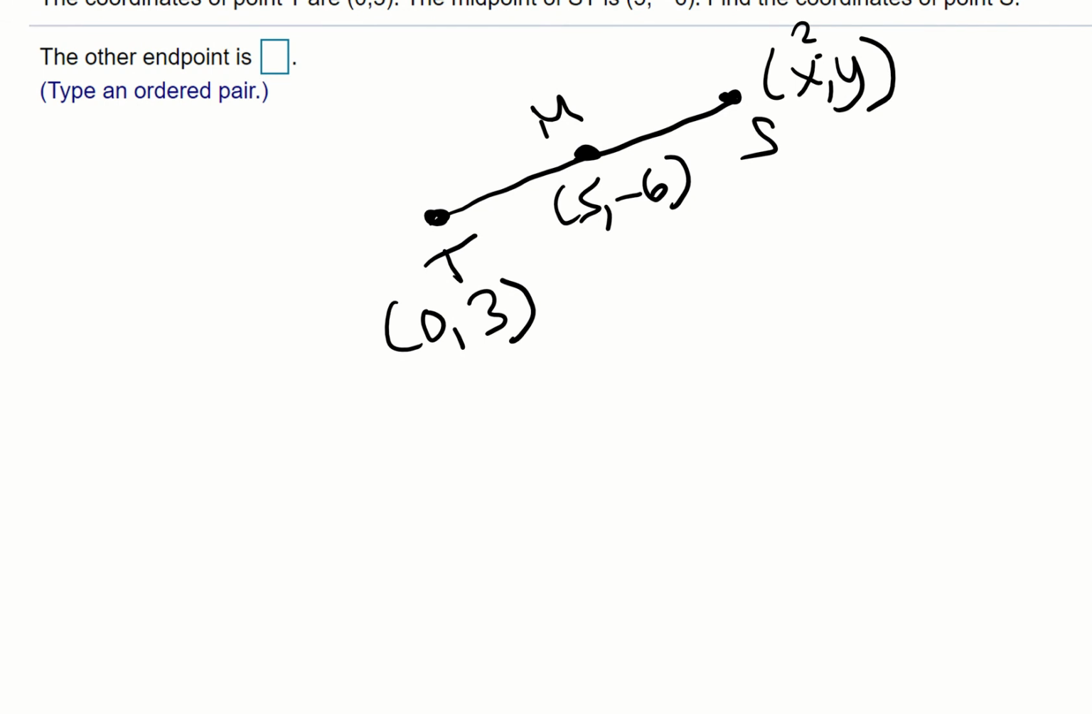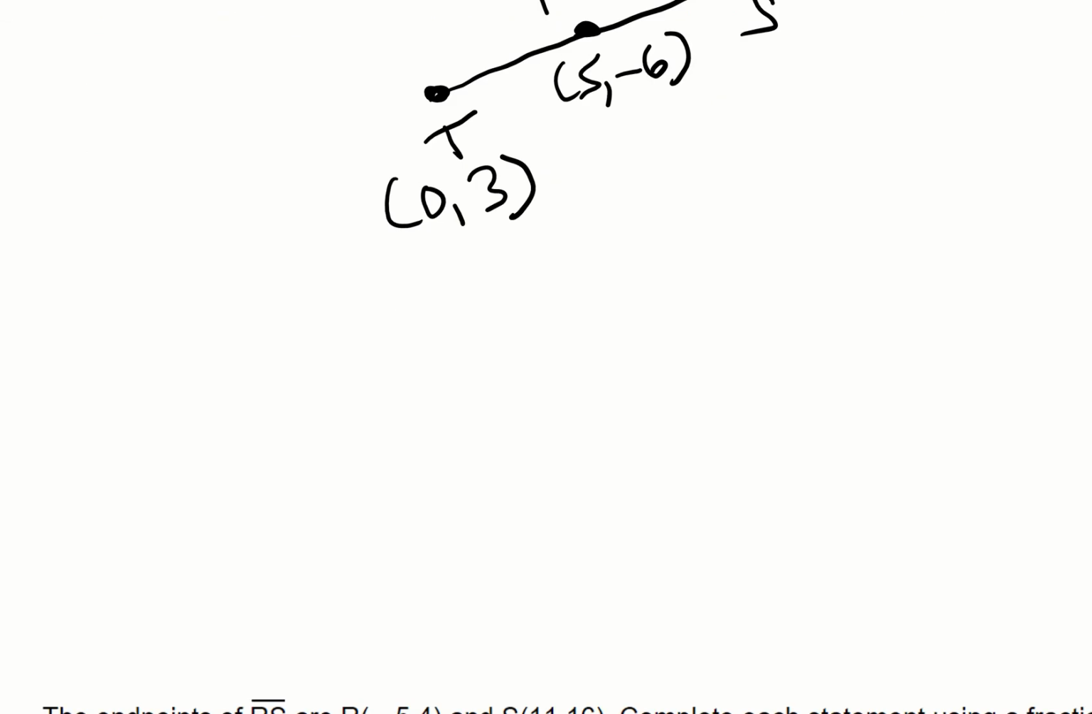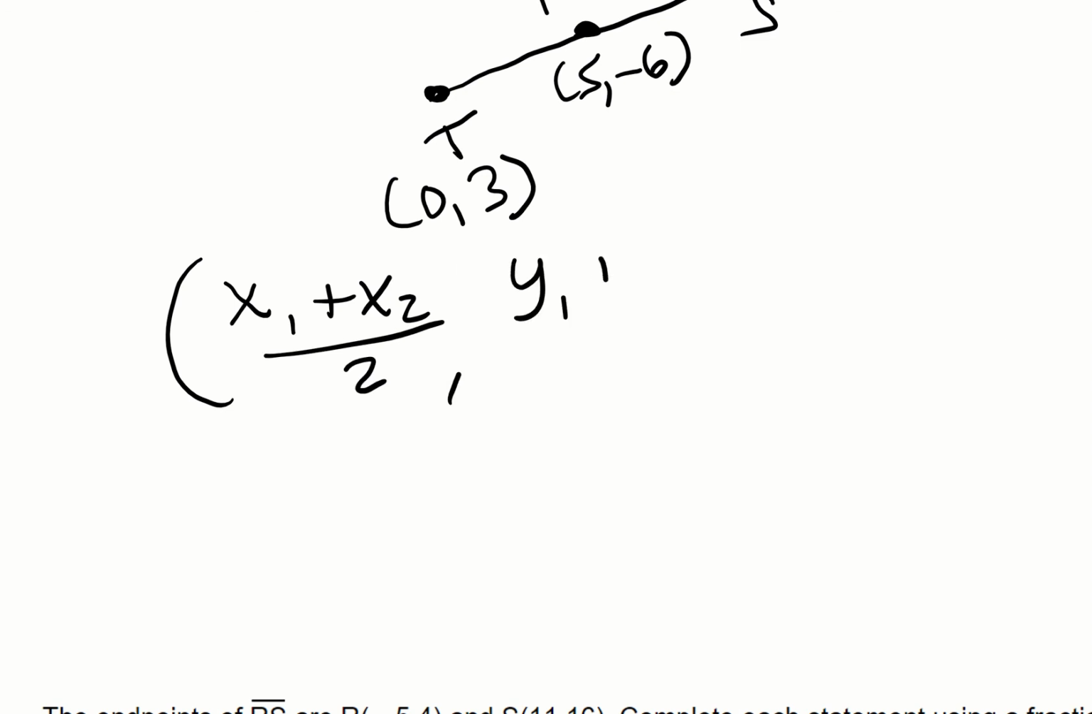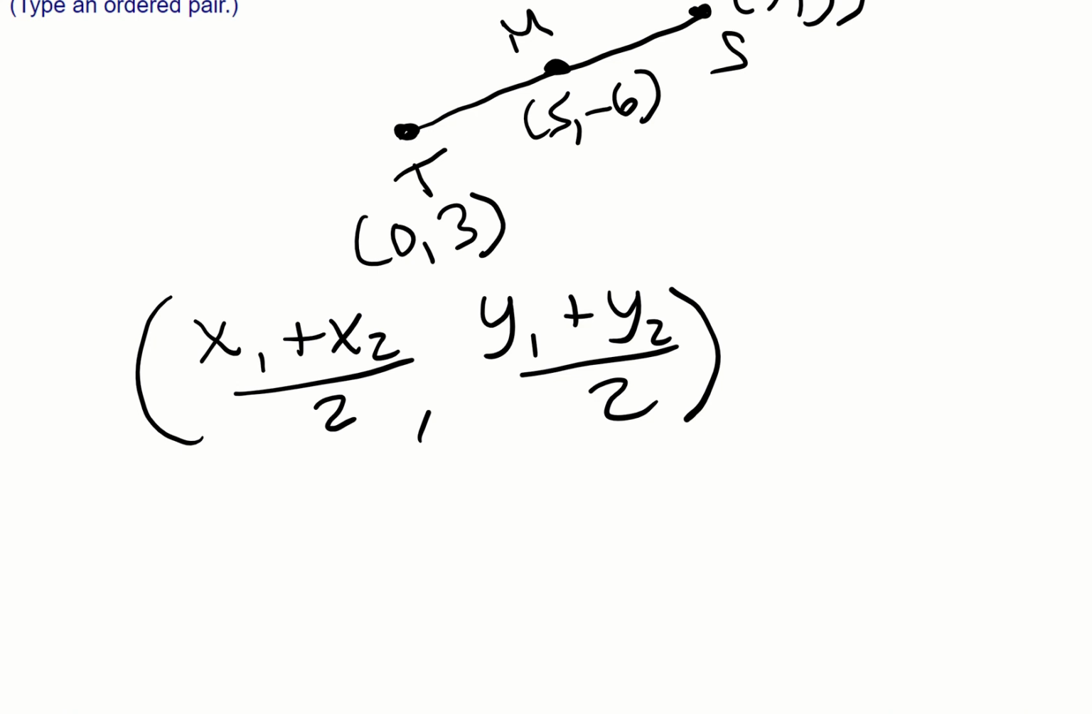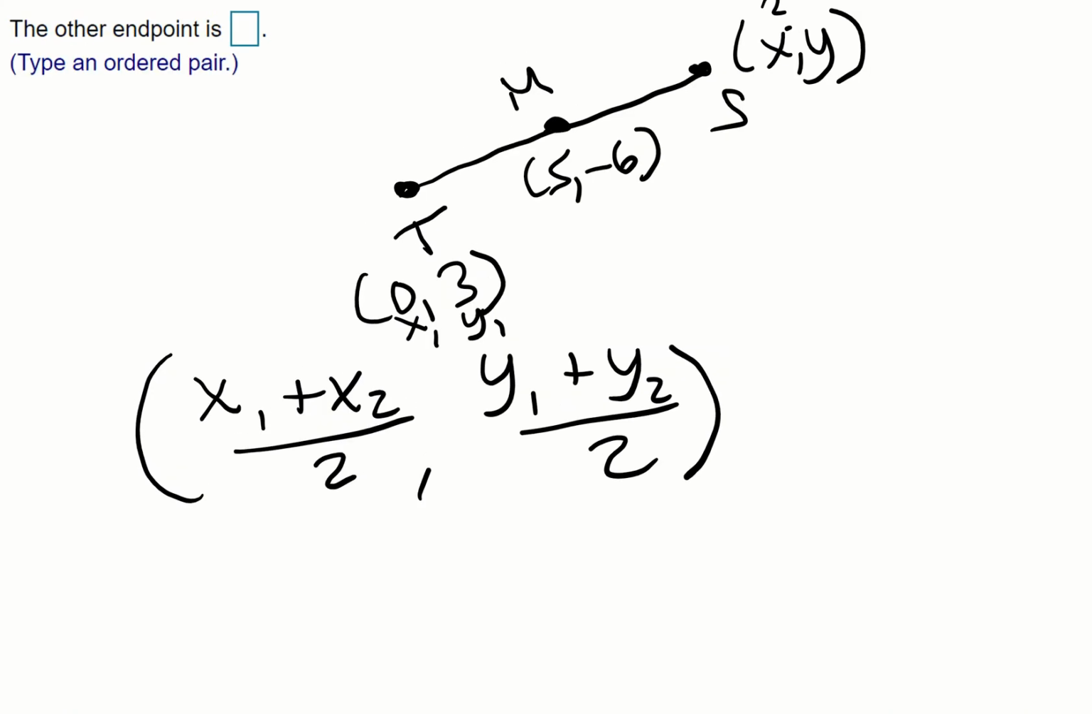So let's go ahead and use the formula. Remember that the midpoint formula is (x1 plus x2 divided by 2, y1 plus y2 divided by 2), right? So let's just call this x1 and y1, okay? And we'll call this x2 and y2 because we don't know what they are, right? So we don't know those, but we do know x1 and y1. So let's plug that in.